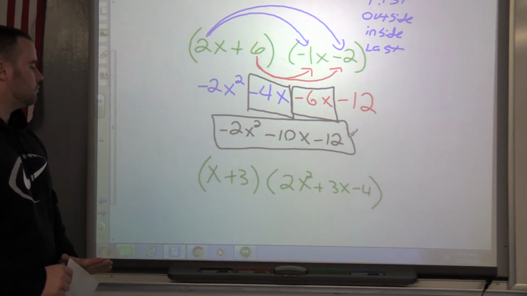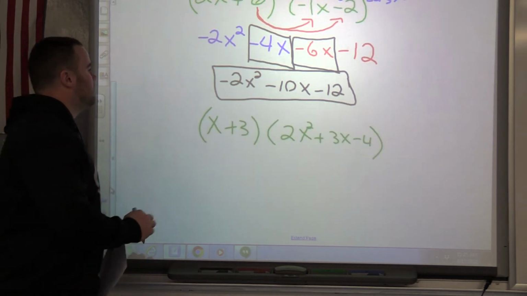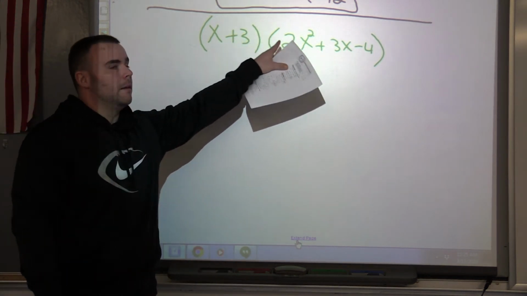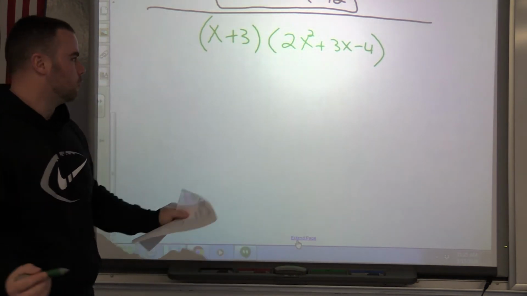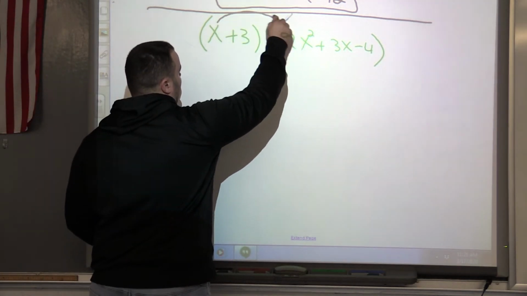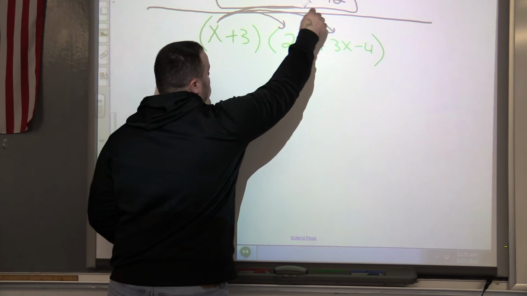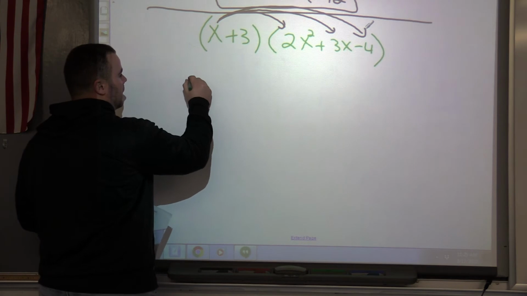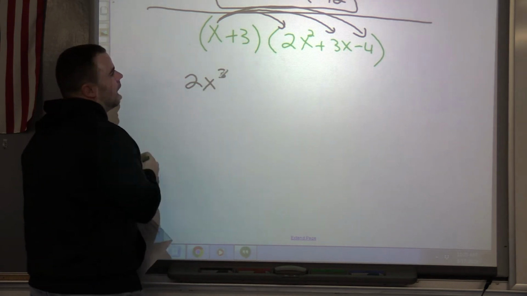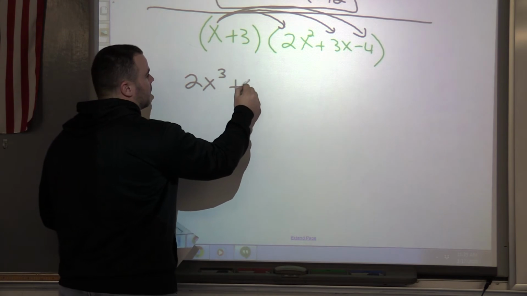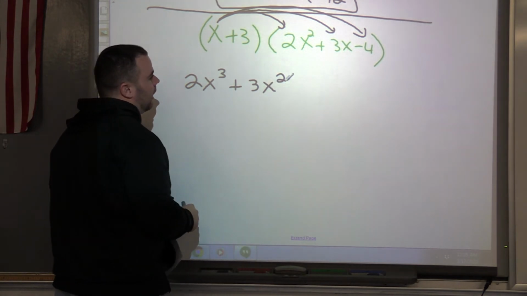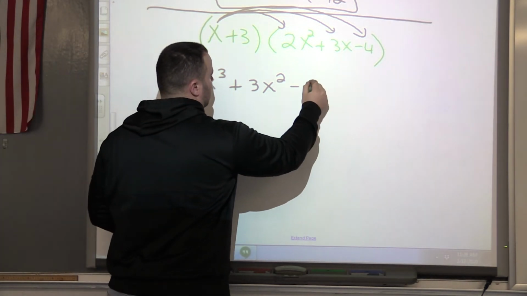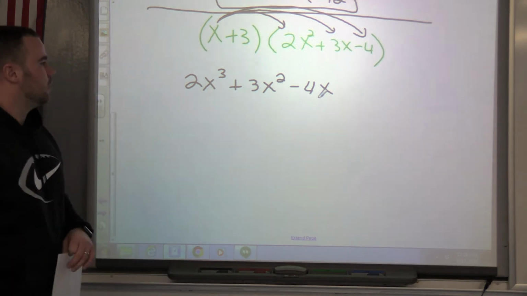All right, and then the next part is multiplying a binomial by a trinomial. This is this part right here. That means you have 2 multiplied by 3. So there's a few more steps in this one. I'm going to take the x and multiply it by all 3 things inside the parentheses. So x times 2x squared would be 2x cubed. x times 3x is going to be plus 3x squared, and x times negative 4 would be negative 4x. So that's the first part.